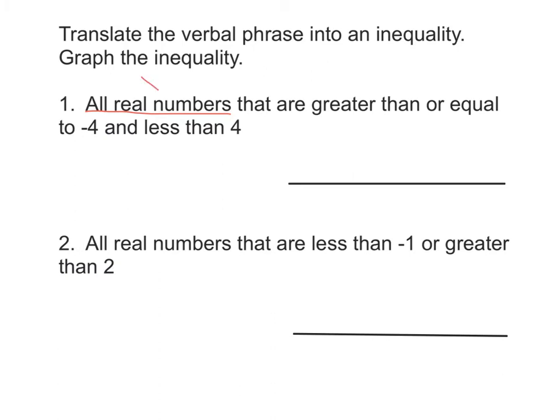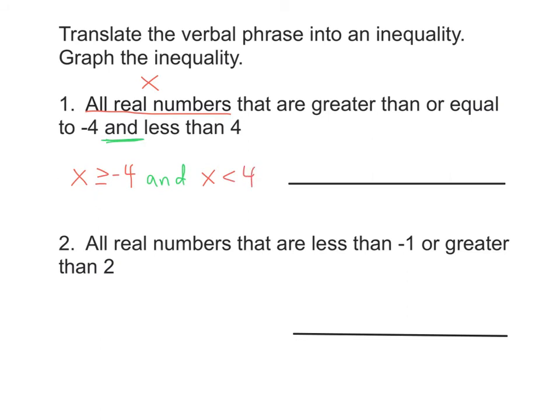What we use to represent all real numbers is x. And again, we're graphing on a number line which contains the real numbers, a real number line. All right, so all real numbers, we'll call that x, that are greater than or equal to -4, and the next part says less than 4. So we're going to say and x has to be less than 4.